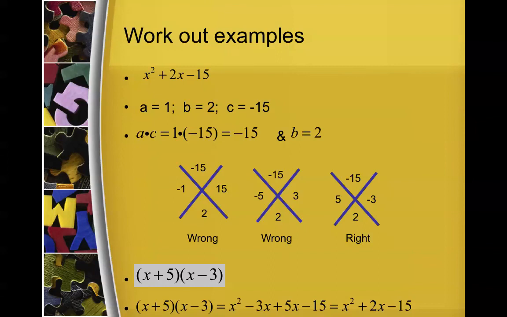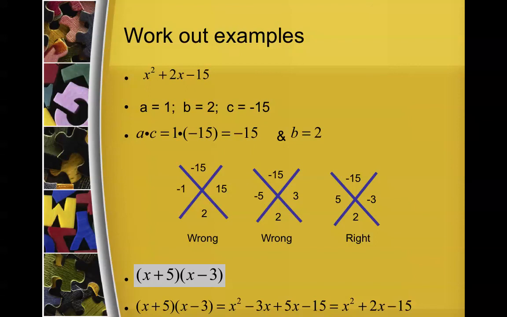And here's a worked example, in which I use the expression x squared plus 2x minus 15, where a equals 1, b equals 2, and c equals negative 15. Here a times c equals 1 times negative 15, which is negative 15, and b equals 2. So in this example, I put negative 15 on the top of the X and 2 in the bottom.